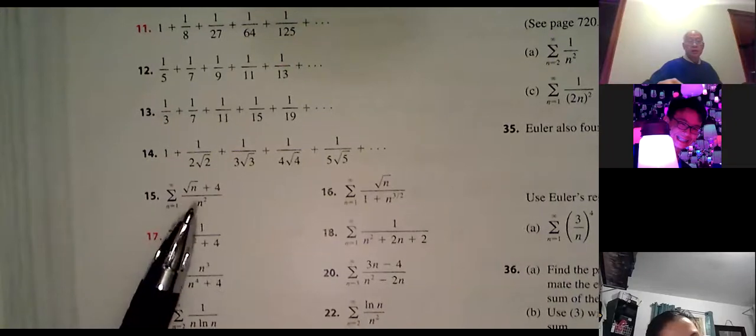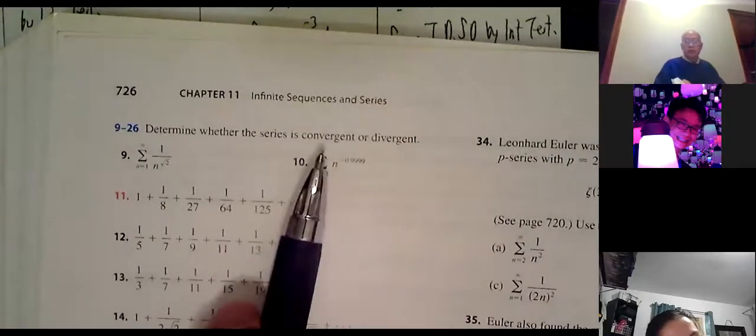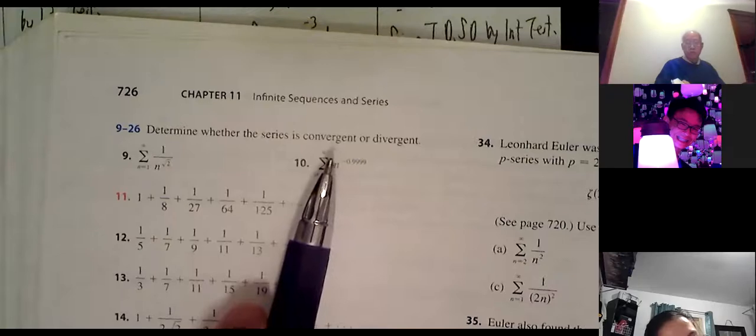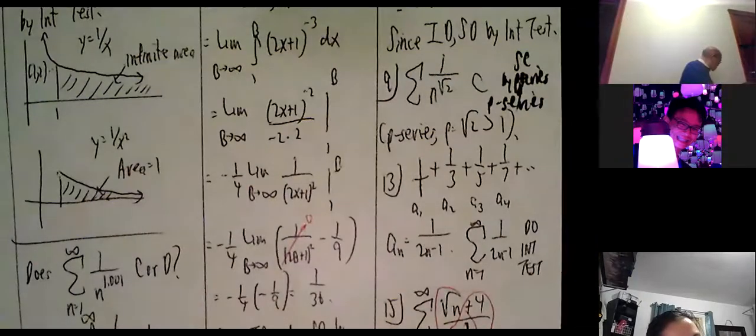Okay, radical n plus 4 over n squared. Determine whether the series is convergent or divergent. And notice in the convergent case, they're not even asking what it converges to. We don't care. We just want to know what converges, period.